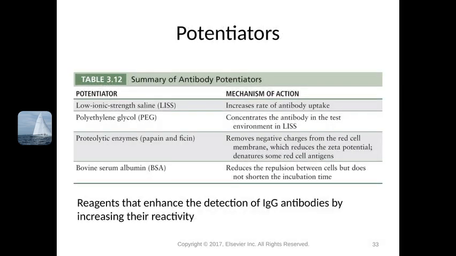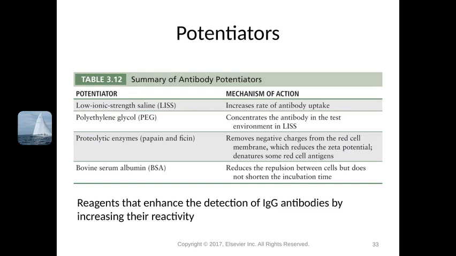We also have complement coated red cells too, to confirm your anti-C3b, anti-C3d reagent addition in the same way as our Coombs control or our IgG coated cells. We have different potentiators, so our LISS will increase our antibody uptake, so it'll enhance the reaction. Our PEG, or polyethylene glycol, will concentrate the antibody test. Our enzymes will actually remove negative charges. We have to be careful though, because it does get rid of some red cell antigens. So it gets the cells closer, but it also wipes out some of the antigens.